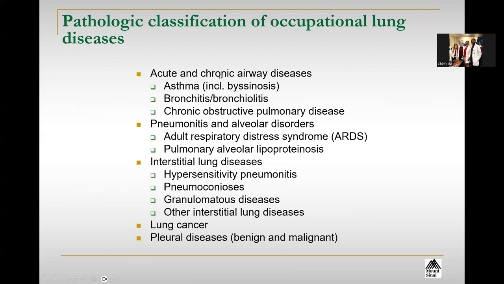There are many classifications of occupational lung diseases. I'm just presenting a very brief one, but it's just to underscore the fact that almost every major pattern of lung disease that you are going to hear through your series can be caused by an occupational agent. So here we have chronic airway diseases, including asthma, chronic bronchitis, chronic obstructive pulmonary disease, parenchymal diseases, pneumonitis, and alveolar disorders, and it can be ARDS, pulmonary alveolar lipoproteinosis, interstitial lung diseases, a large group of diseases that includes several occupational and environmentally determined ones, lung cancer going all the way to malignancies, and pleural diseases, either benign or malignant.